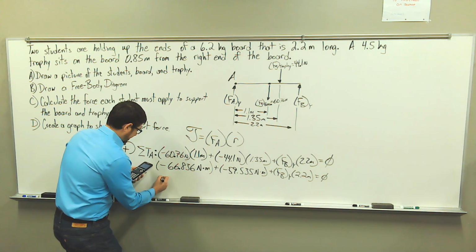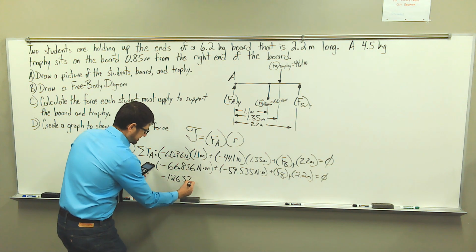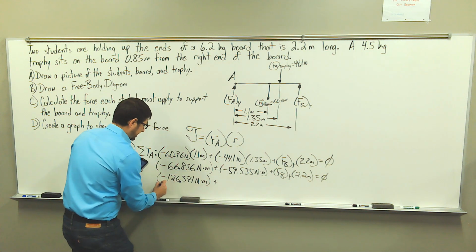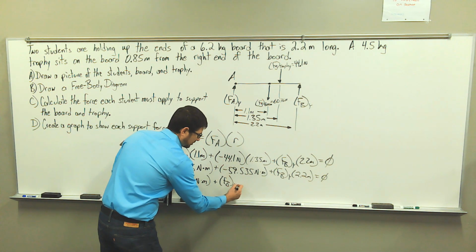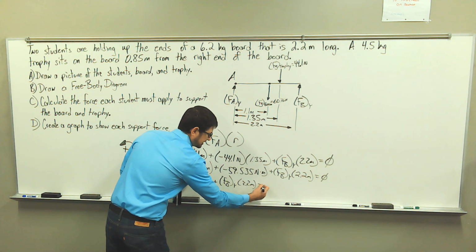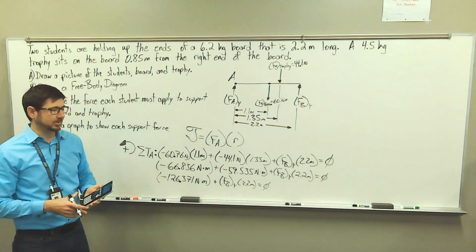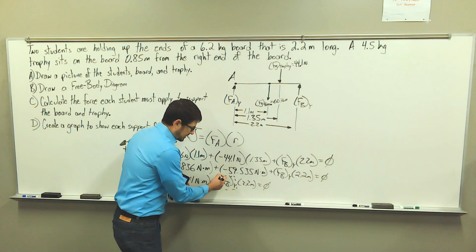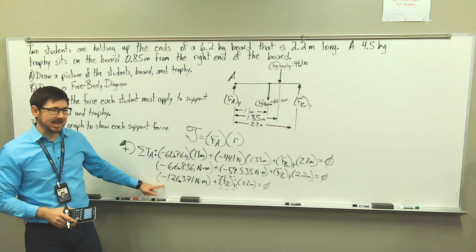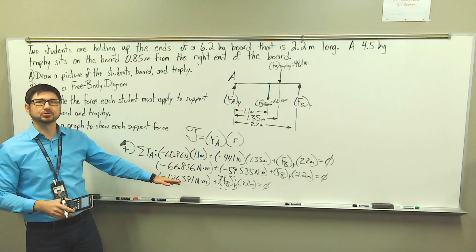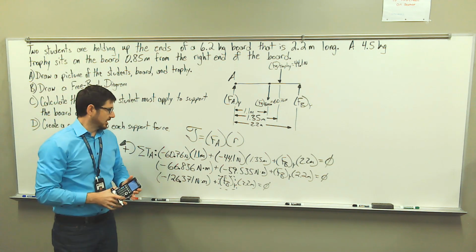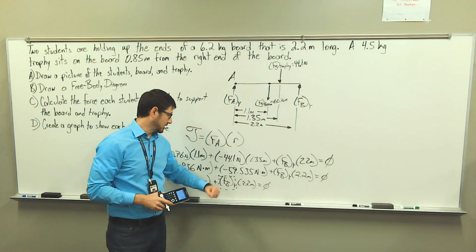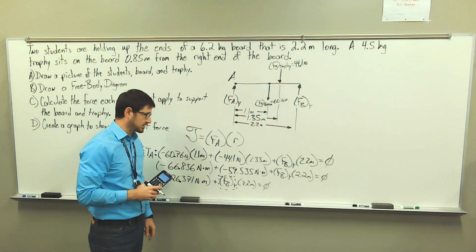I get negative 126.371 newton meters plus F sub B sub Y times 2.2 meters is equal to 0. Okay? Now we're going to isolate support force B. First thing I'm going to do is add 126.371 newton meters to both sides of the equal sign, and then I'm going to divide by 2.2 meters on both sides of the equal sign to isolate support force B.